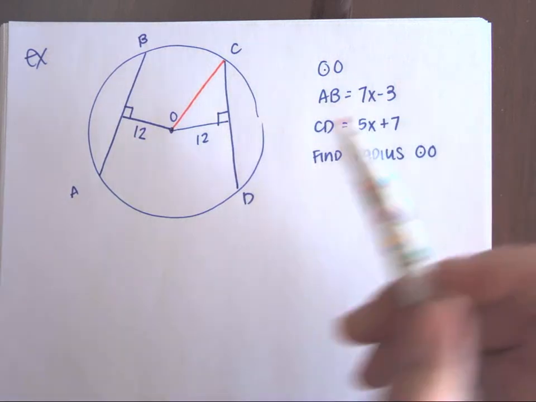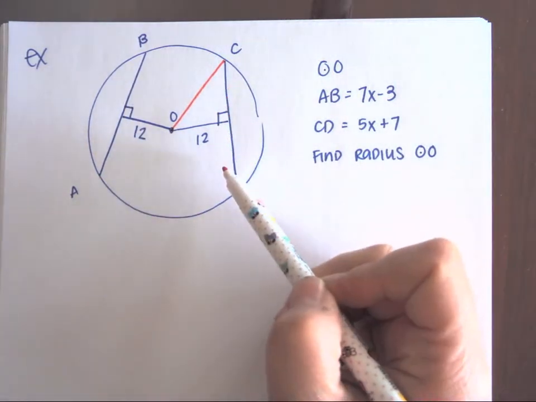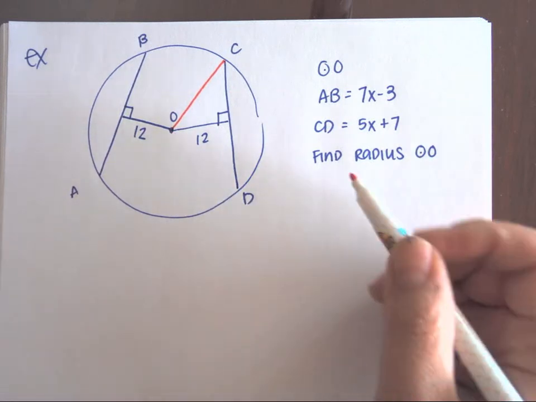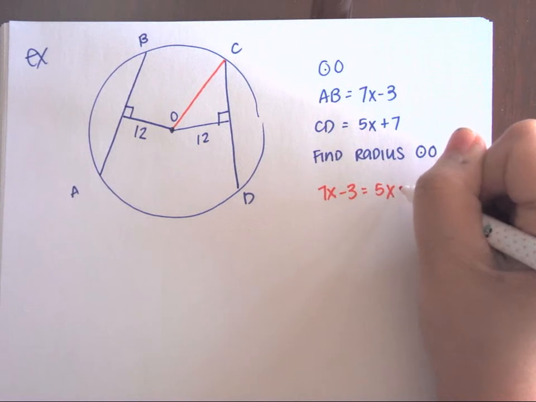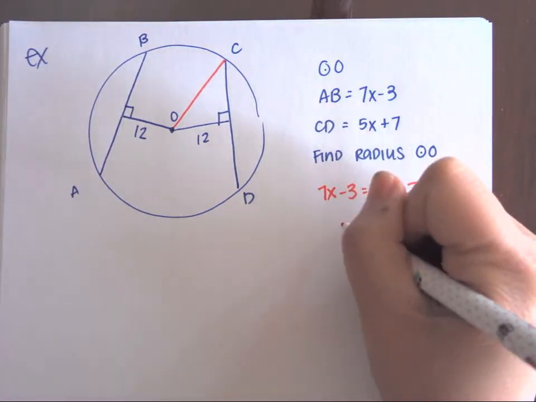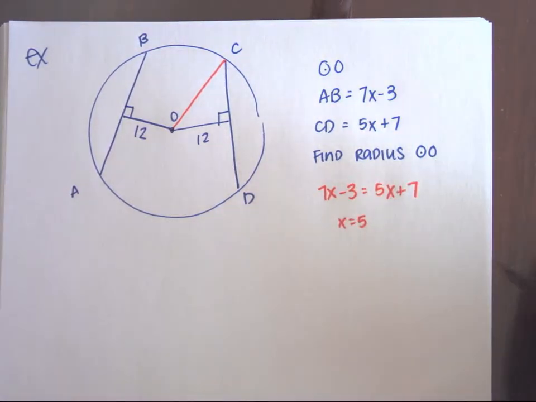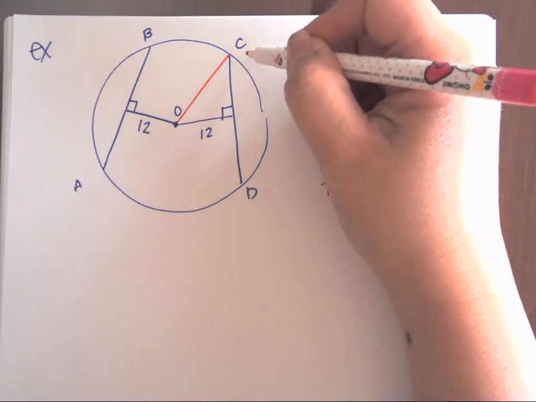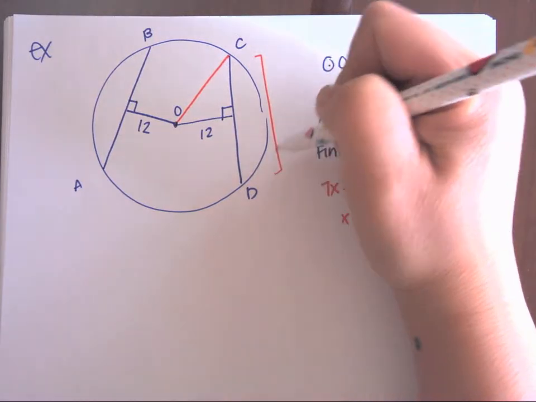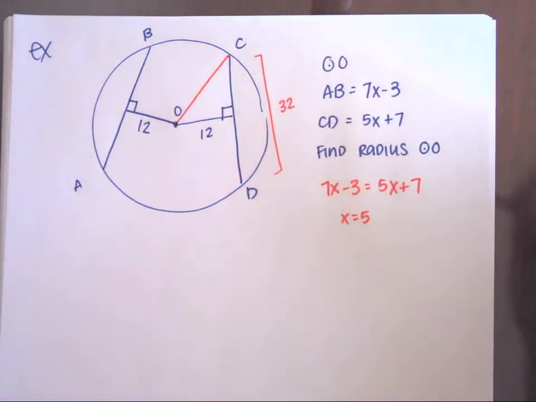So we know that these two chords are equidistant from the center, so that makes the chords congruent, so the measures equal each other. That makes x equal 5. Plug it back in, and we'll get that this whole chord here is 32.